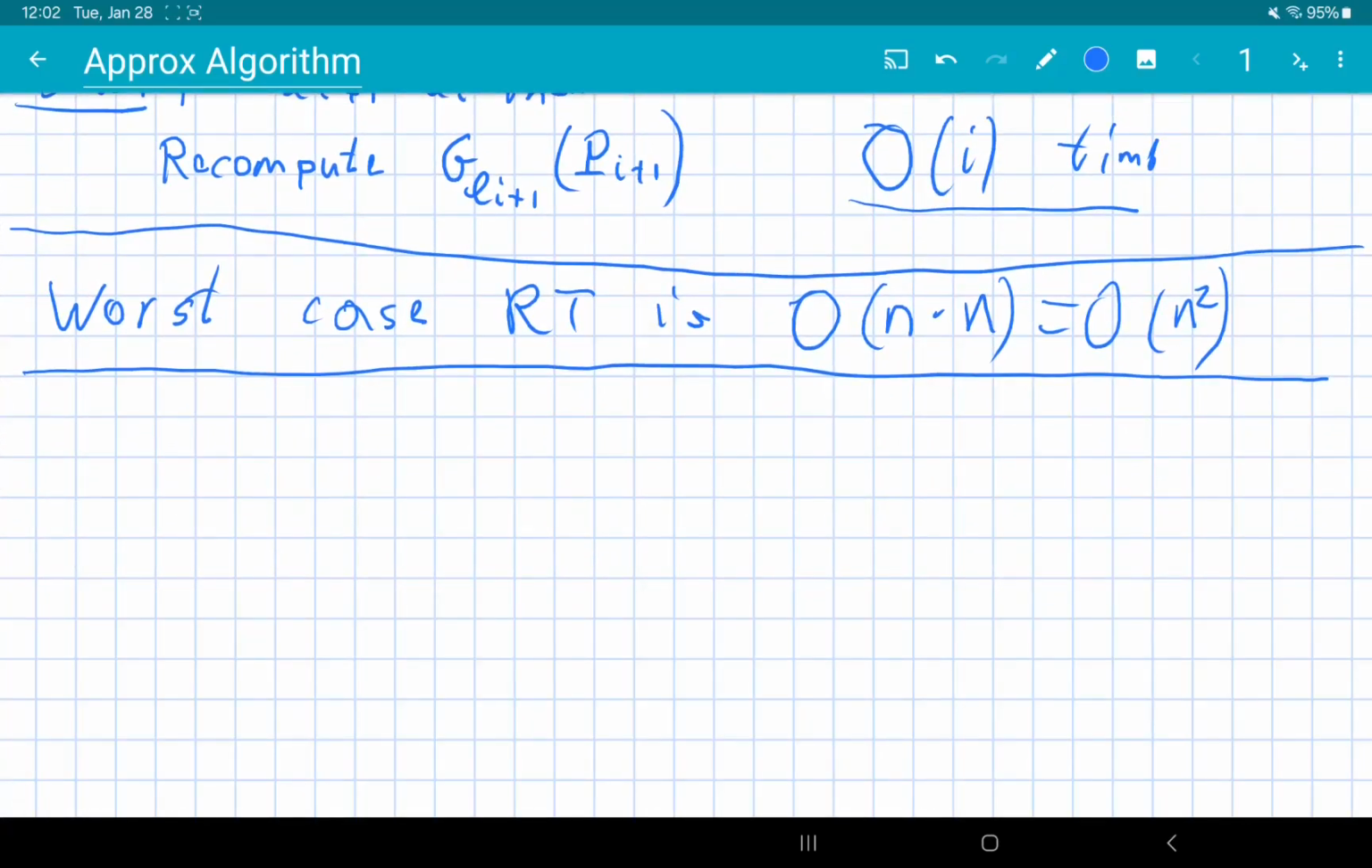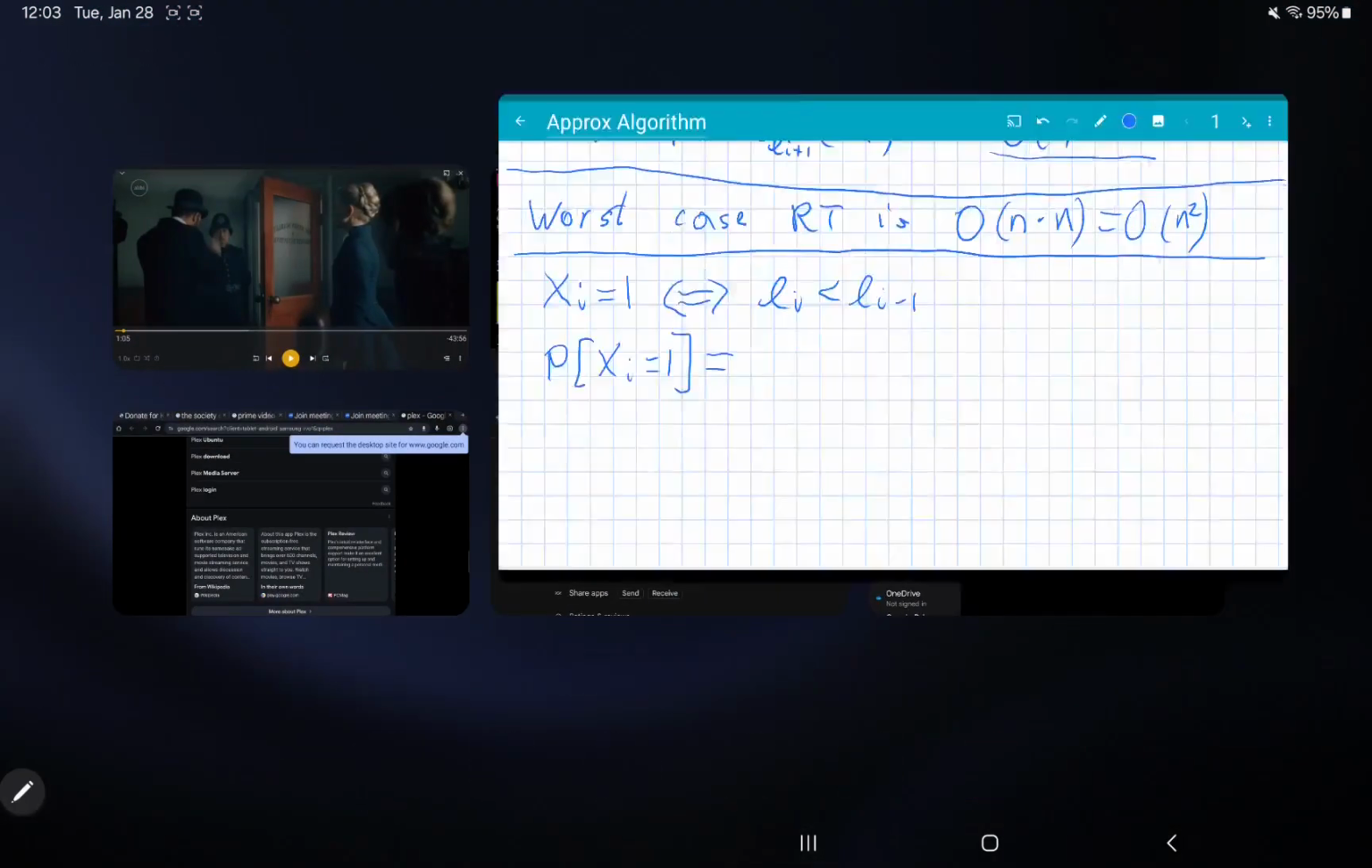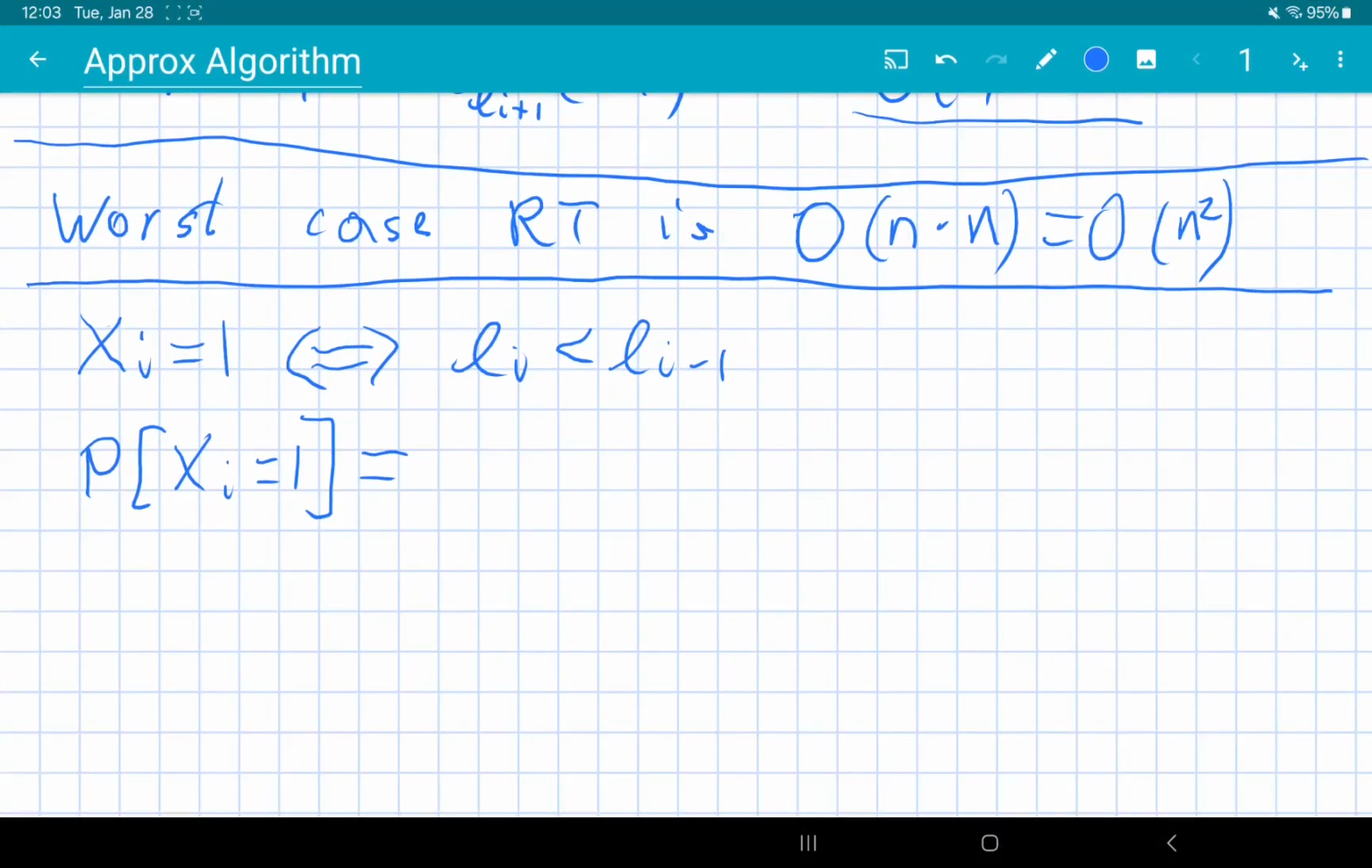Right. So I'm going to define a random variable, which is called an indicator variable, which is 1 if and only if Li is smaller than Li minus 1. Namely, the closest pair distance changed when I inserted the ith point. And the question, of course, is what's the probability of Xi to be 1? Right? And what we're going to do is a very nifty analysis, which is called backward analysis.